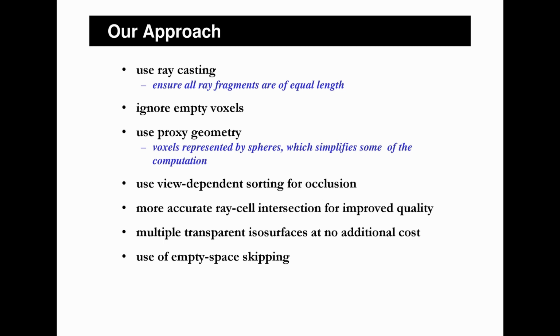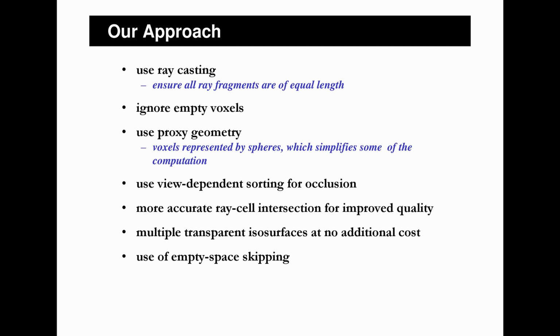You have no need to. More accurate ray cell intersection for improved quality. Mostly you will find the methods, when they're looking for intersections, will use linear interpolation, which is crude. It produces artifacts. You'll see some of the artifacts that it produces a little later. What we try and do is to use a higher degree of interpolation, and that produces a much smoother result. The problem is that's costly, so we've found ways of getting around that computational cost and overcoming the bottlenecks associated with it.